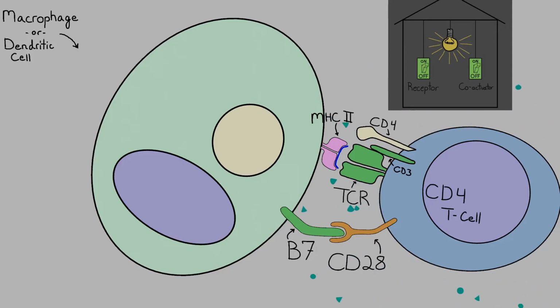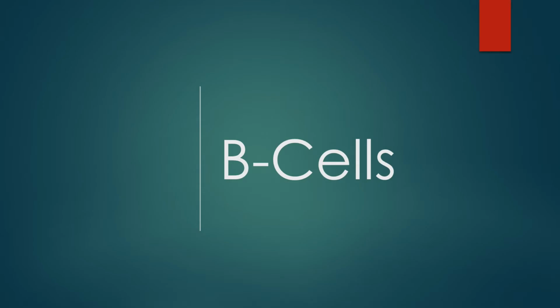Returning to the analogy of a light, if only one of the switches is flipped, there will only be a partial, if any, activation of the corresponding cell. If both switches are turned on, the cell will be activated. Let us now look at the B cell.